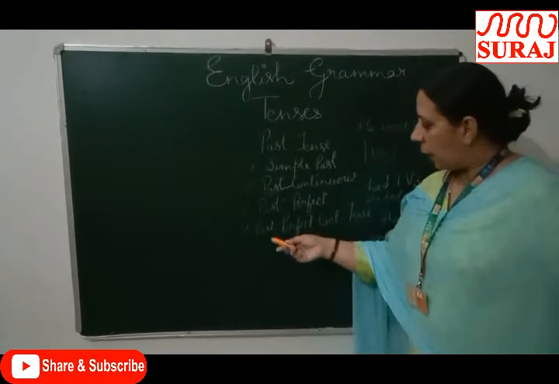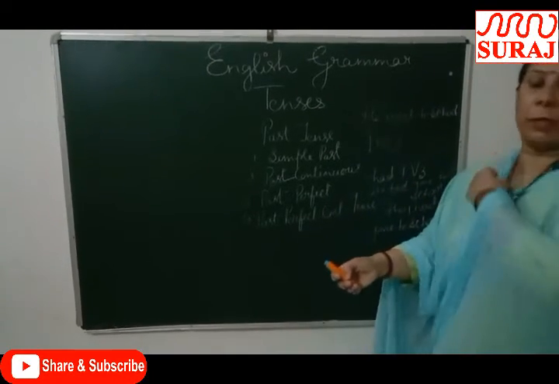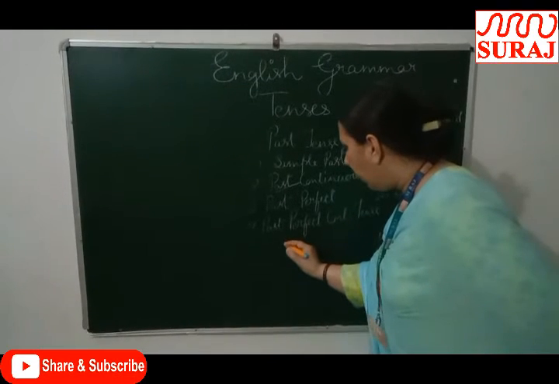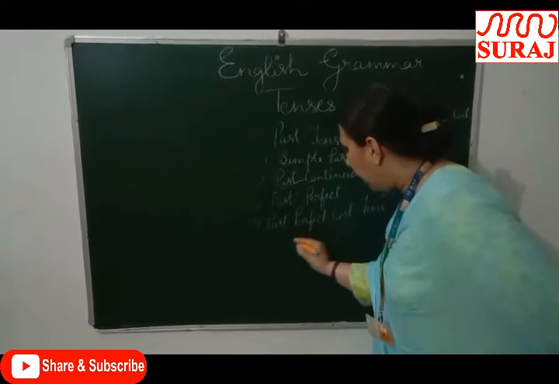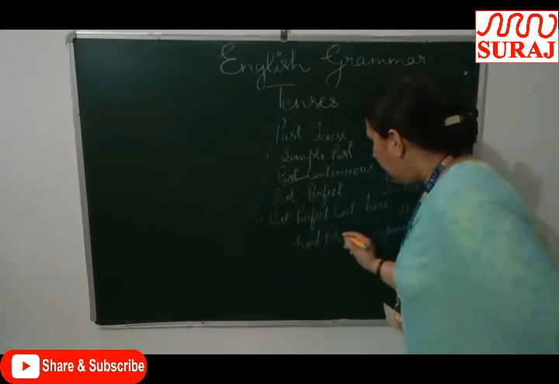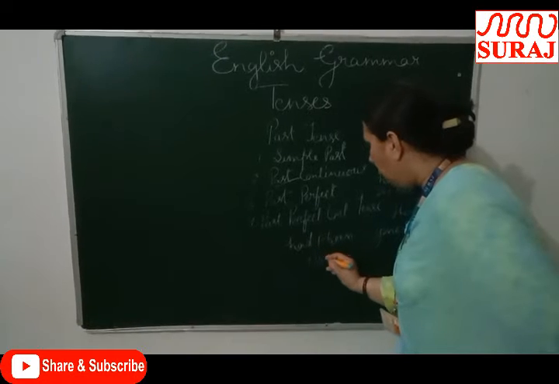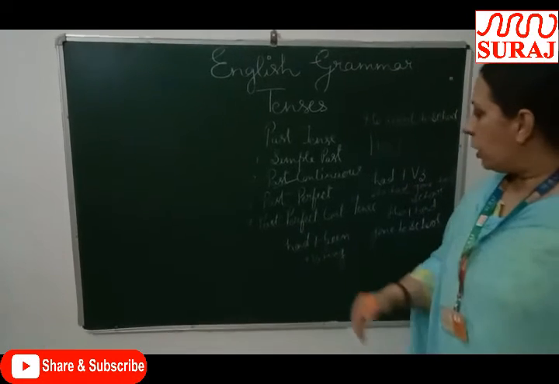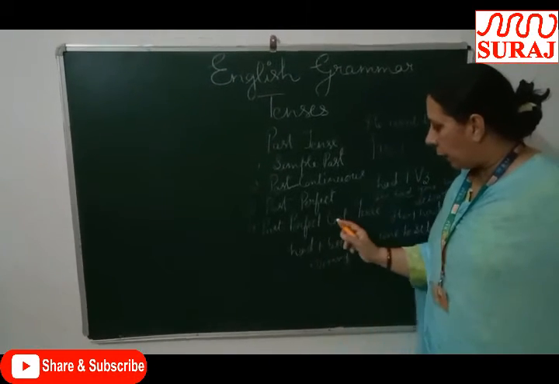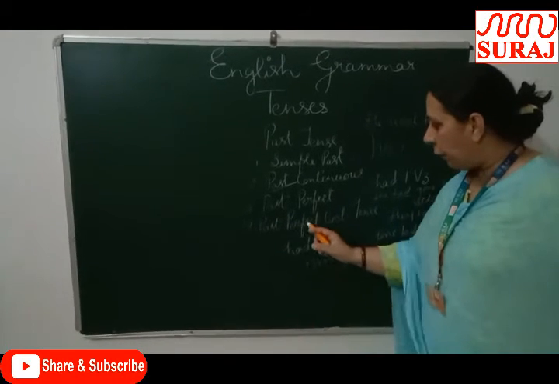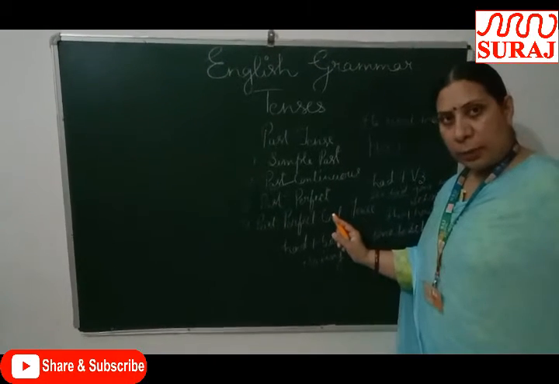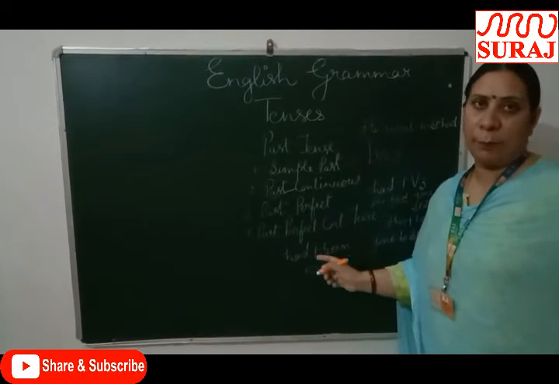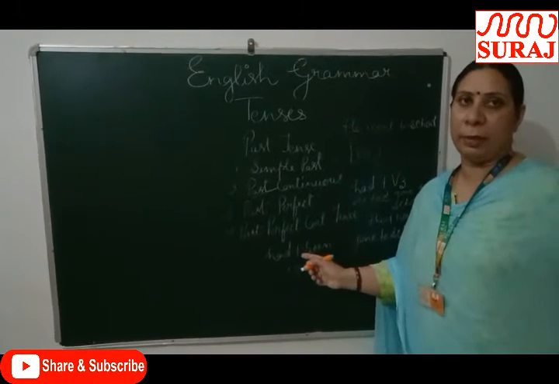Now the last one is past perfect continuous tense. In this tense we implement the rule, let us look at the blackboard: had plus been plus verb first form plus ing. Had goes with past tense, been with continuous tense, and since it is continuous, we use verb first form plus ing. We always indicate the time in this type of sentence.